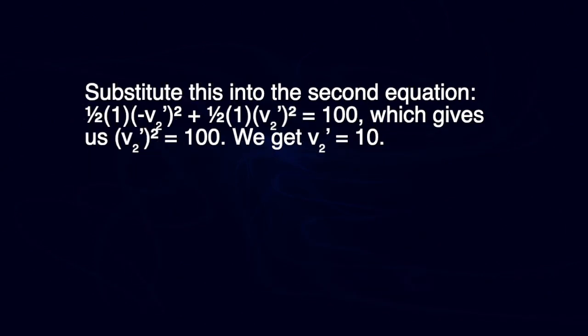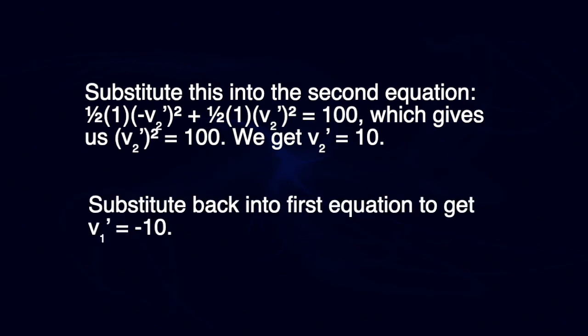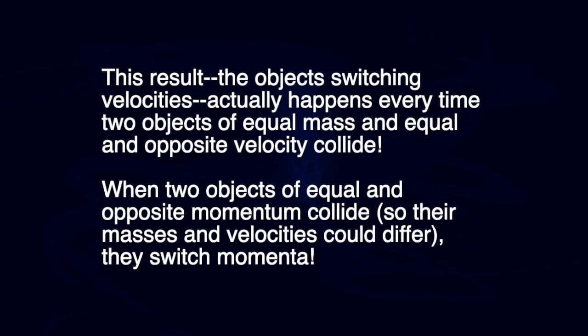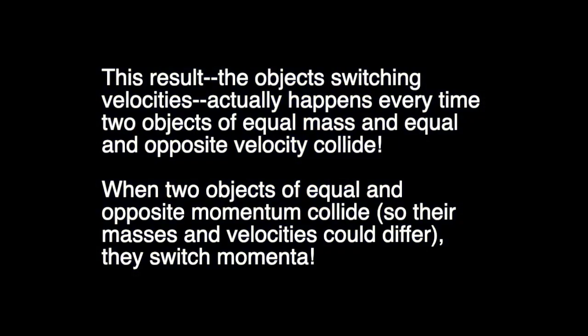Let's substitute this into the equation for kinetic energy. So now we'll have 1/2 times 1 times negative v2 prime squared plus 1/2 times 1 times v2 prime squared equals 100, which gives us v2 prime squared equals 100. Take the square root of both sides, and we get v2 prime equals 10. If we substitute this into the first equation, we'll get that v1 prime equals negative 10. This result, the objects switching velocities, actually happens every time we have two objects of equal mass and equal and opposite velocity colliding into each other. They'll take on each other's velocities and start moving at the exact same speed in the opposite direction.